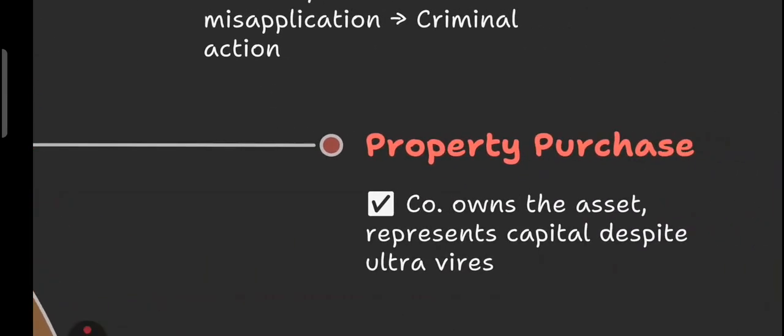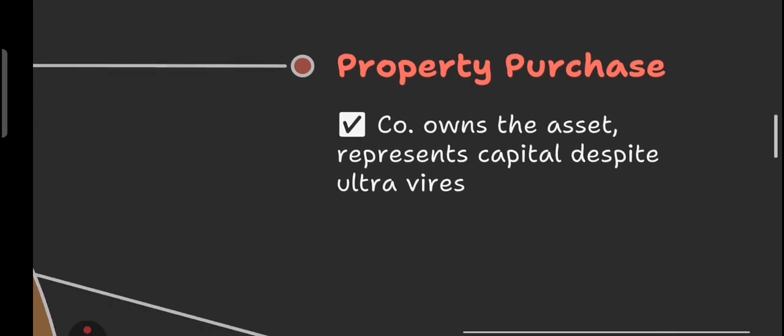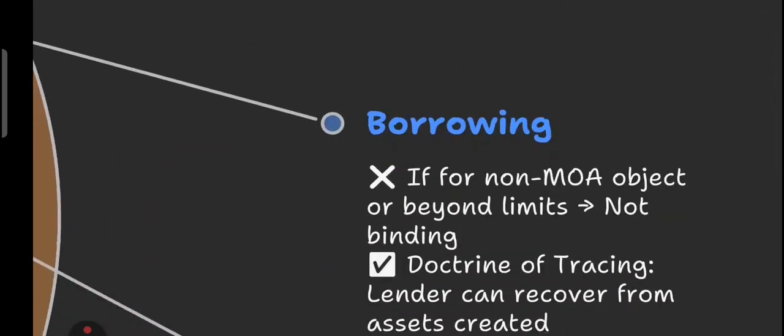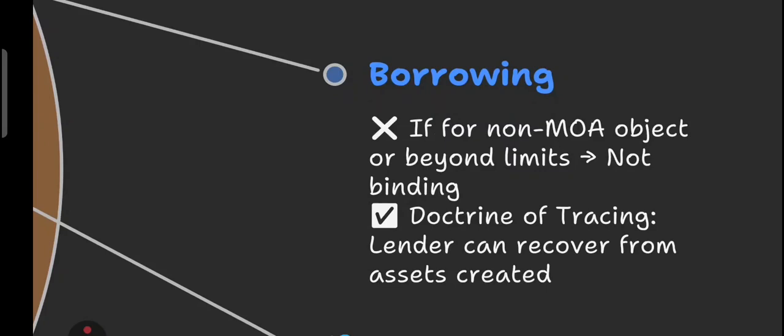Then property purchase. Even if a purchase is ultra vires, the company still owns the asset. Why? Because it represents capital and ownership stays valid. This is very important. What about company borrowing? If the company borrows for something that is not in the MOA, the contract is not binding. But the lender can still recover money from a specific asset if they can trace it. That is called the doctrine of tracing. So if the lender can trace it, they can recover money from a specific asset.